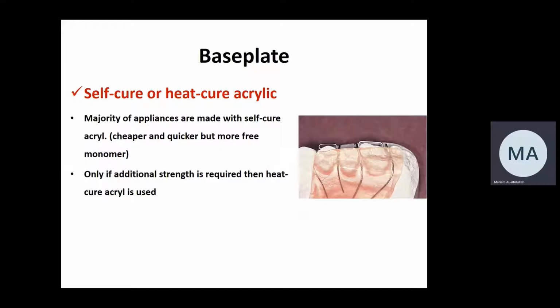For example, 6 months, 9 months, and they usually produce light forces, and they are exposed to an acceptable amount of force. But if I'm planning to use the appliance for a longer time, or the appliance is expected to be exposed to heavy force, then we need to go for heat cure acrylic to give additional strength to the appliance.